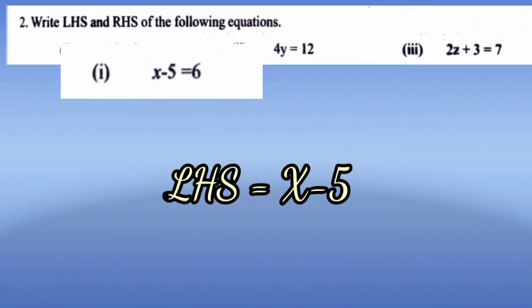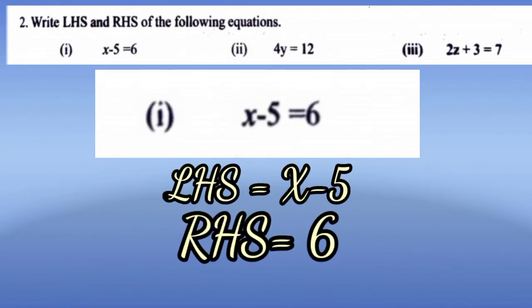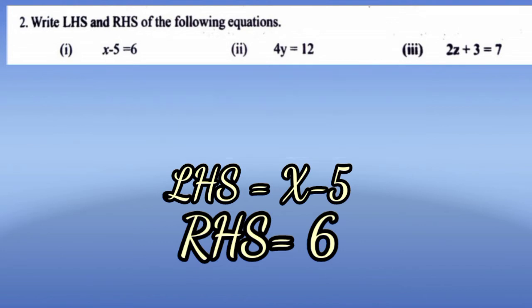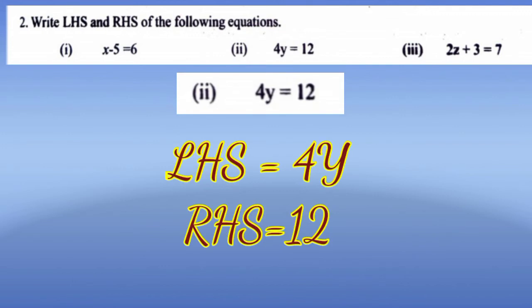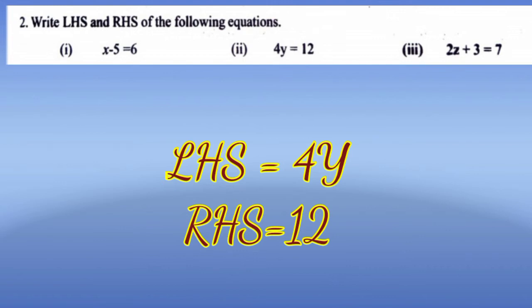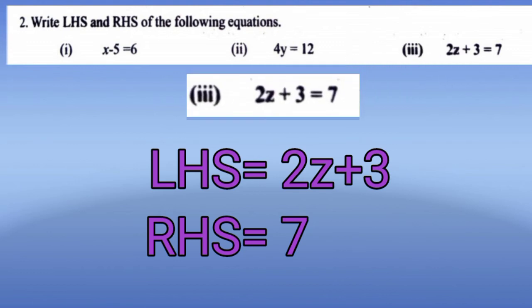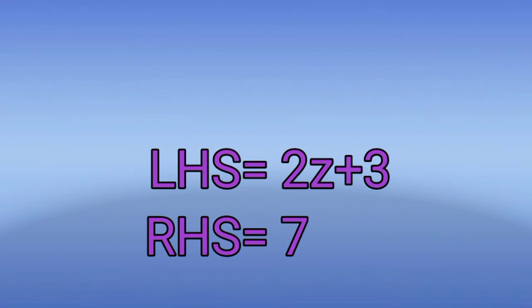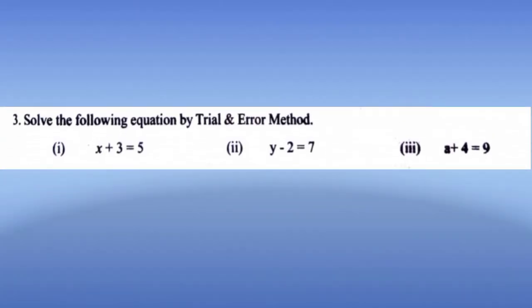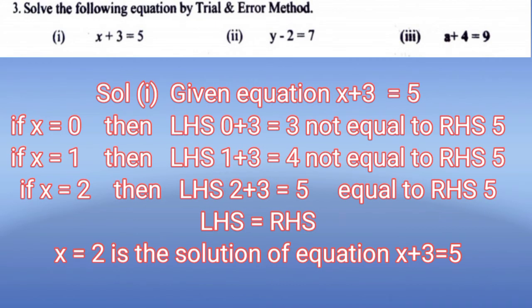Second question: write the LHS and RHS of the following. x minus 5 equal to 6. In this, LHS equal to x minus 5, whereas RHS equal to 6. Next: 4y equal to 12, where LHS equal to 4y and RHS equal to 12. Coming to third: 2z plus 3 equal to 7, where LHS equal to 2z plus 3 and RHS equal to 7.